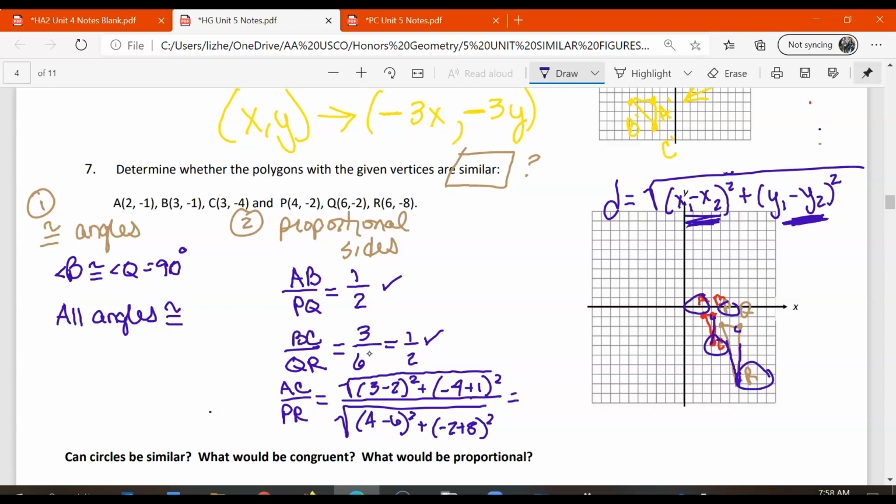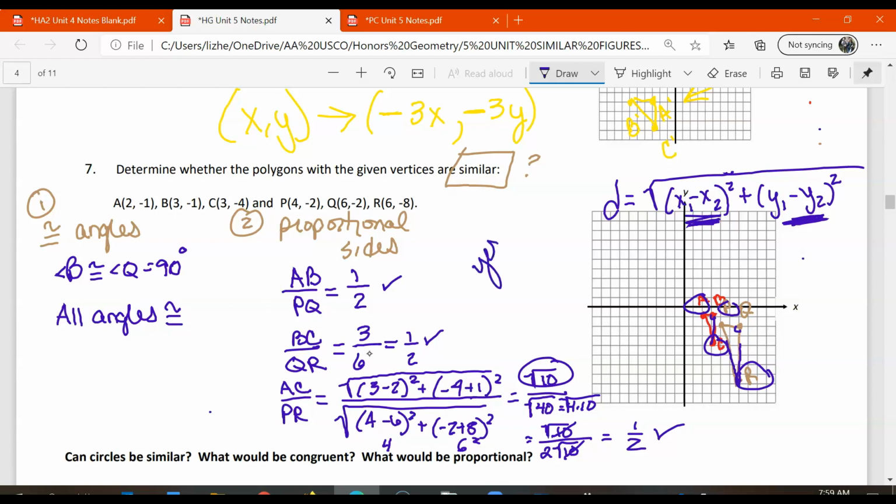When you simplify that, on top, 3 minus 2 is 1 squared, so that's 1. Negative 4 plus 1 is negative 3 squared, which is 9. So I get the square root of 10. For this one, 4 minus 6 is negative 2 squared, which is 4. This is 6 squared, which is 36, plus 4. This is the square root of 40. Now, how is that going to simplify? Well, a 4 can come out, because 40 is really 4 times 10, right? So the numerator is the square root of 10, and the denominator, the square root of 4 is 2, so 2 square root of 10. Those square root of 10s cancel and you get 1/2. And there you go. So the sides are proportional.